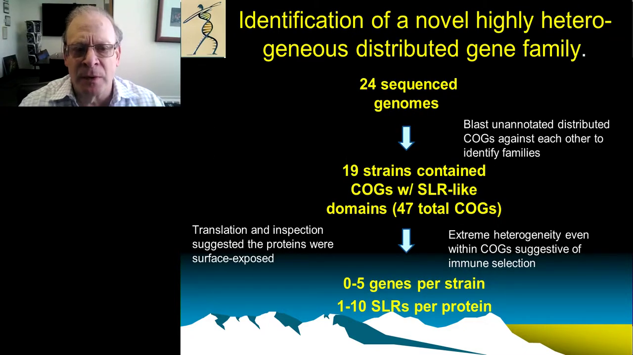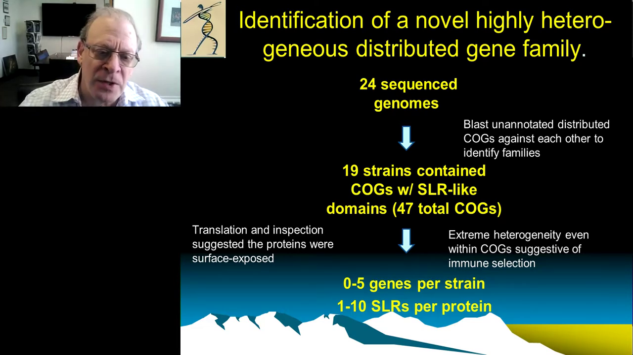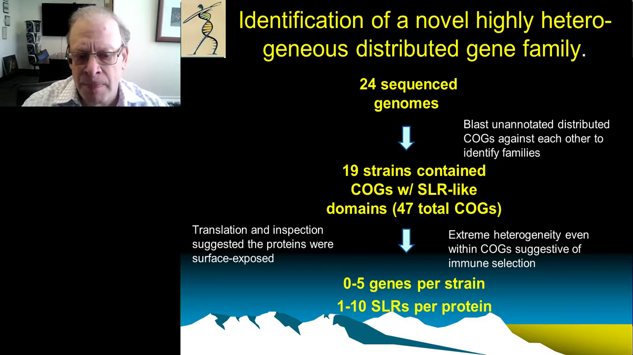We started with 24 sequenced genomes and BLAST annotated all the COGs to identify gene families, and then used that to build an array, and then screened over 200 Haemophilus influenzae strains on the array. And what we found was that a large number of strains contained what we call SLR-like domains.